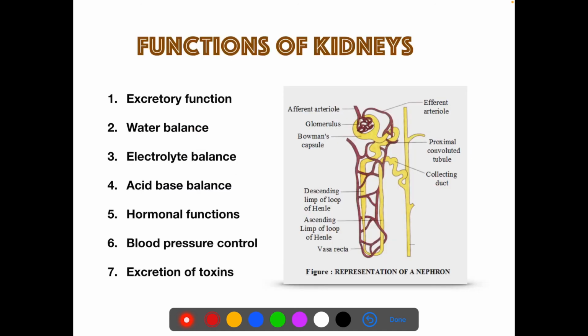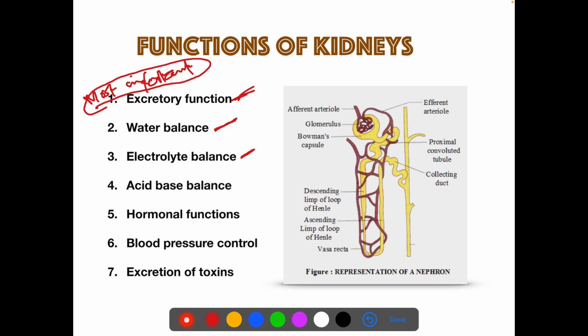So in short, the seven important functions of the kidney are: most important is the excretory function, that is excretion of predominantly low molecular weight substances. Then kidneys regulate the amount of water in our body, so kidneys are important for water balance. Then they also control the level of electrolytes in our body, that is electrolyte balance.